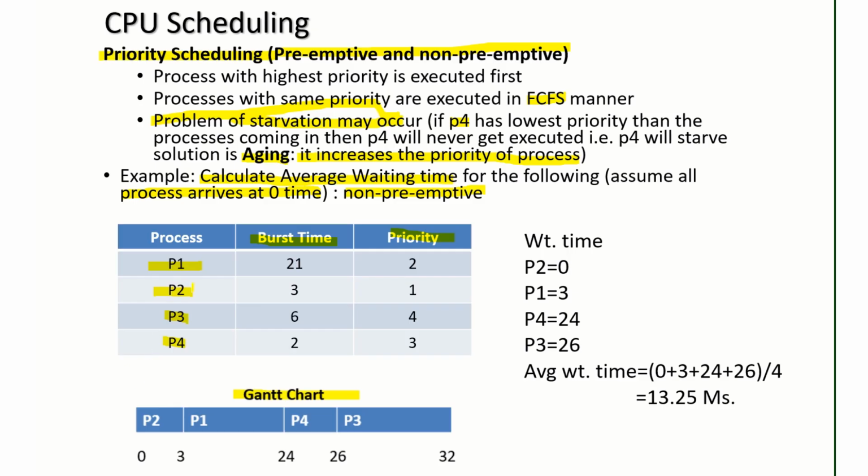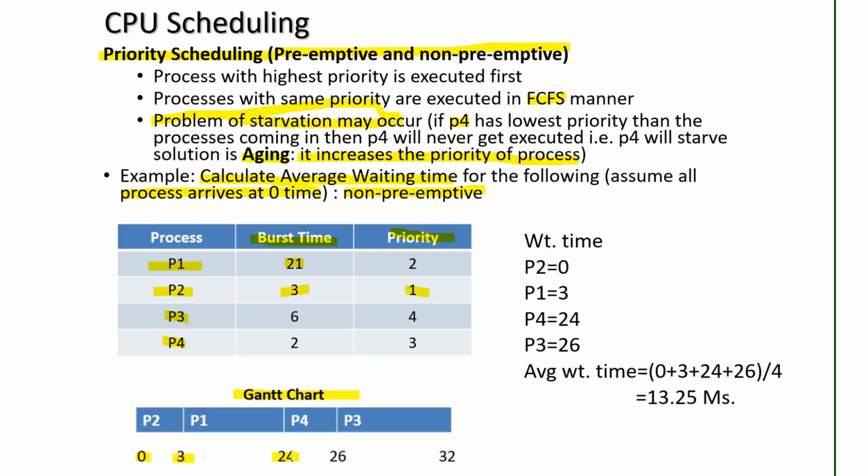Which process has the highest priority? This one, 1, 2, 3, 4, right? So P2 has the highest priority. So P2 will start first at time t equal to 0. For how long will it run? Till time t equal to 3 milliseconds or time units, whatever is given in the problem. Then after P2, we have to compare P1, P3 and P4. Which has the highest priority? P1 has the highest priority. So P1 will run from 3 plus 21, that is 24 milliseconds.